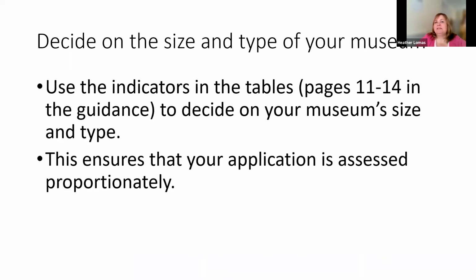Just to cover that bit about deciding on the size and type of your museum, hopefully before you even got onto the Managing Collections section, you will have looked at the introductory section and looked at the indicators in the guidance on pages 11 to 14, which help you decide on your museum size and type. So make sure you've done that before you start pulling your information together. And this helps you ensure that your application is assessed proportionately. So where it applies, there will be information for different types and size of museum.